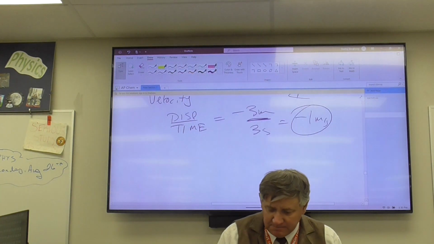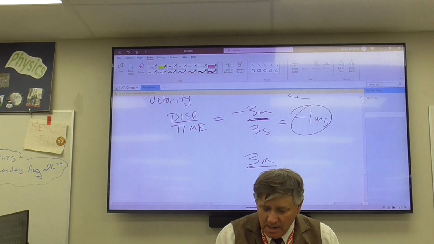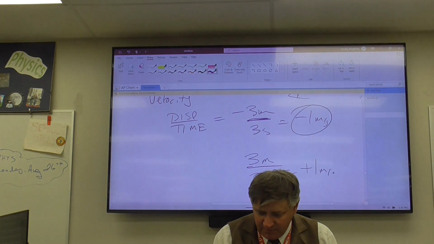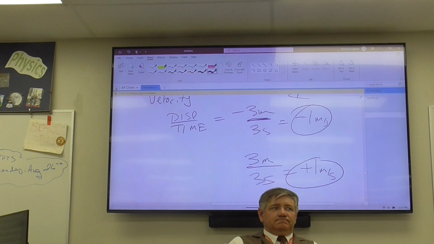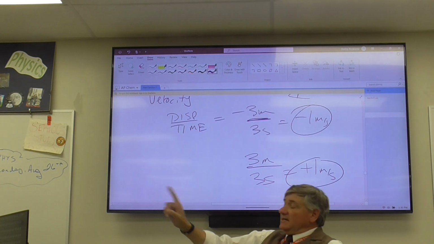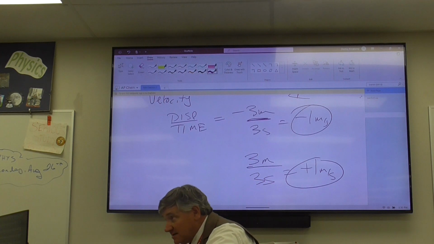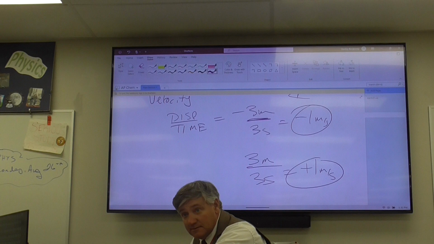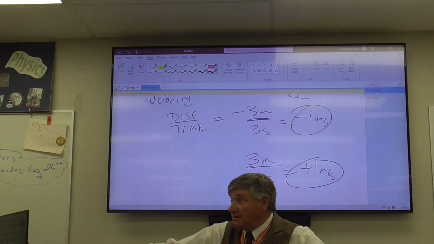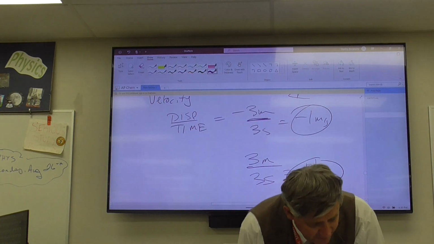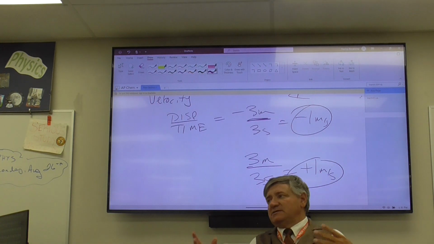On the return trip, I'm going to take 3 meters and divide that by 3 seconds, and now I get positive 1 meter per second. Cool. Now, did I change direction? Yes. What happened to the sign of velocity? Did it change sign? Yes. It went from negative to positive.